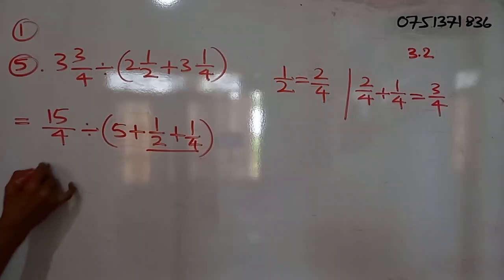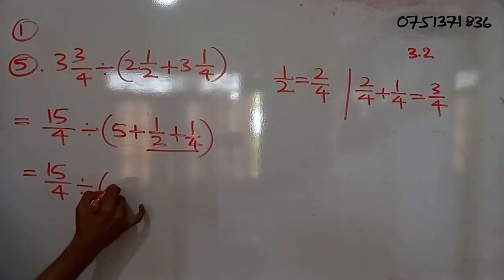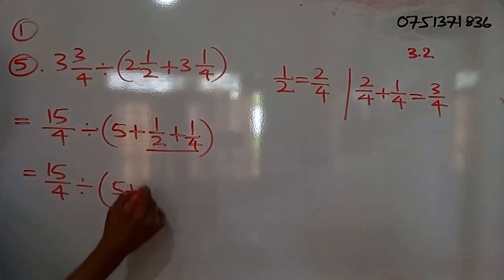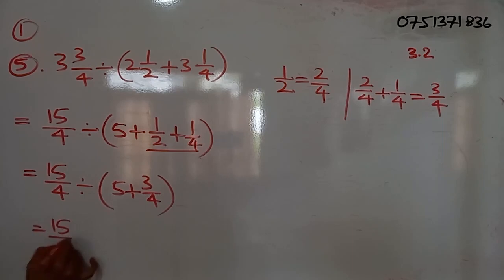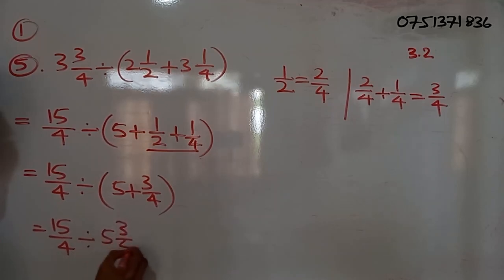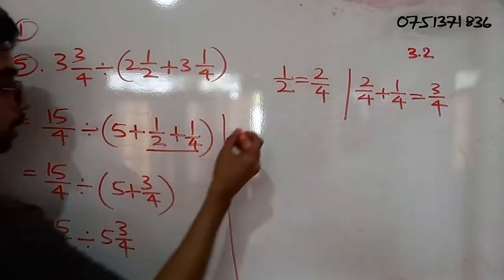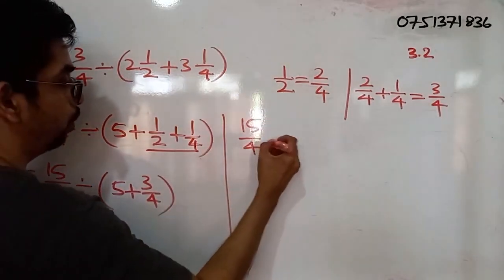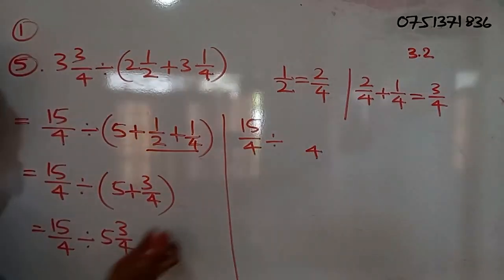3 by 4 equals 15 by 4 divided by 5 plus 3 quarters. So 15 by 4 divided by 5 and 3 by 4. Okay. Now what do I have to do? I have to convert this into what? Improper fractions. So 15 by 4 divided by, here the denominator will be 4.